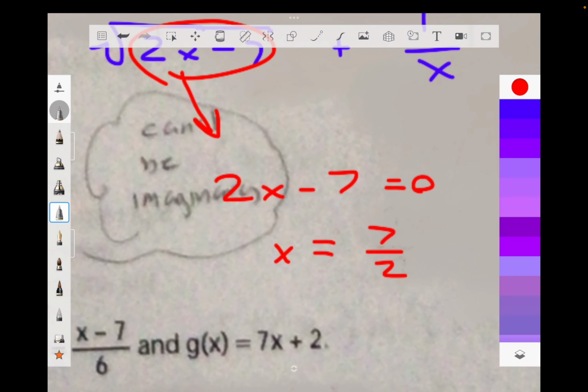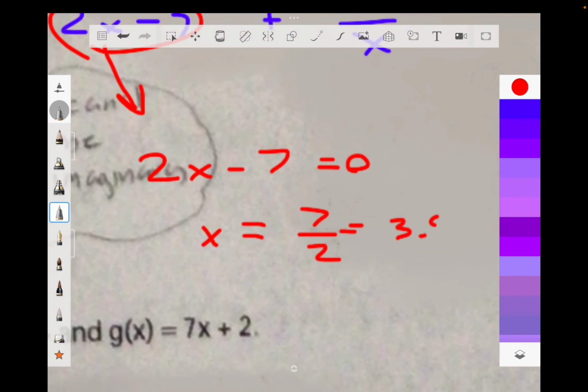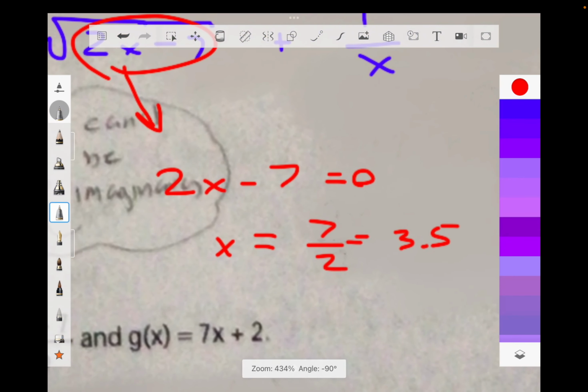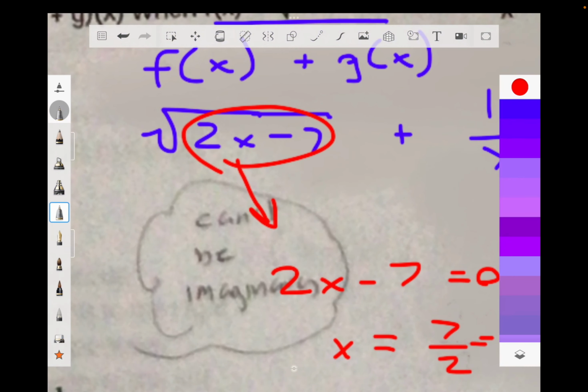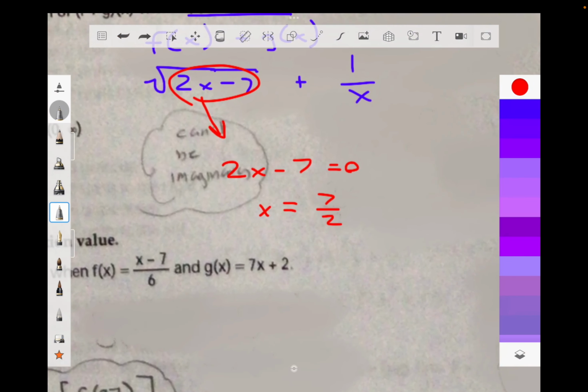Anything lower than 7/2, we get a negative number. 7/2 is 3.5. So what's lower than 3.5? 3, right? If I put in 3 here, this is going to be 6 minus 7, which is negative 1. I can't have that. So the number has to be higher than 7/2, or 3.5.